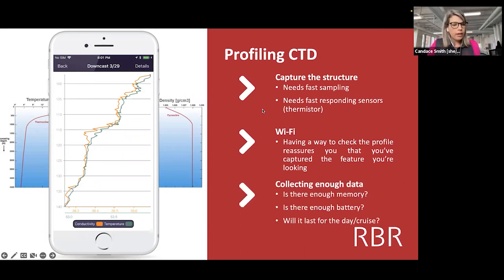And finally, one thing I think about a lot is, will the CTD last me for the day? Will I have to change batteries out in a Zodiac, like the Zodiac we saw earlier, filled with people? Is that going to be doable or easy? If you are doing fast sampling, like 8 Hertz, is there enough memory on the CTD without having to pull out my computer and download it? Is there enough battery to last me for the day? Or maybe I'm going out on a cruise and I'm going to be out there for a couple of weeks. So really it's: will the instrument actually collect enough data?